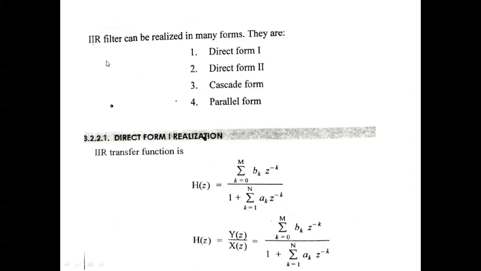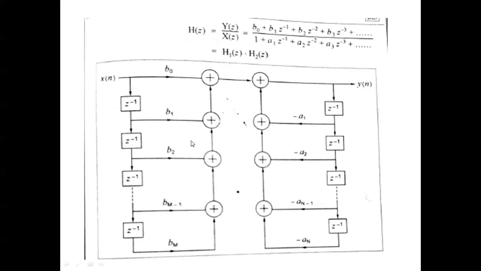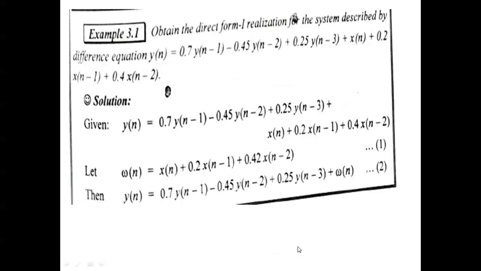Okay, then the IIR filter can be realized in many forms. They are classified into direct form 1, direct form 2, cascade form, and parallel form. First, direct form 1 realization. This is the structure for direct form 1. At the center place it is positive, and on the left and right are the inverses. x of n is the input and y of n is the output, with coefficients b0, b1, b2 and a1, a2, up to a n minus 1.